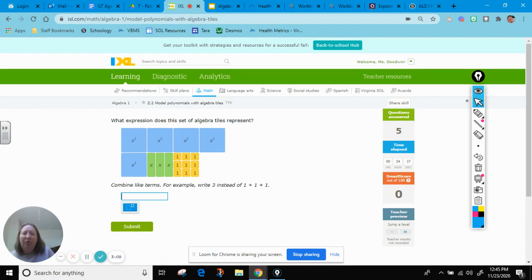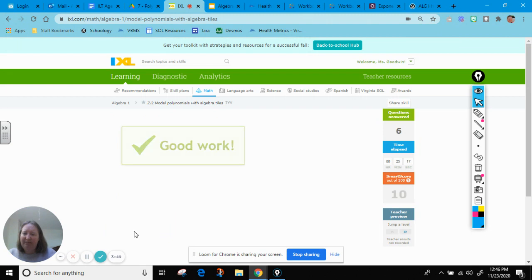So 1, 2, 3, 4, 5. That is 5 x squareds. So I do x, and then I use shift 6 to get the caret or exponent, but you could just use this blue thing right down there if you want to. And then I come over. Now the cursor dropped back down. That's good. That's what I want. And then I'm going to put in my 3 x's. So 3 x bars. Oops, I need a plus sign. Okay, plus 3x, and then plus a positive 1, 2, 3, 4, 5, 6, 7, 8, 9. And those are just 1. So this is the polynomial that represents this set of algebra tiles.